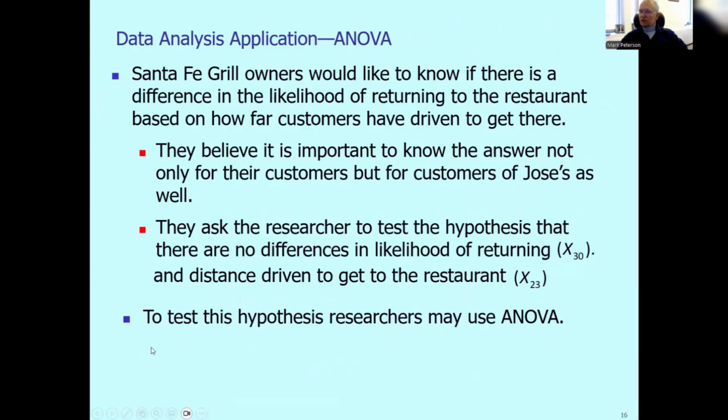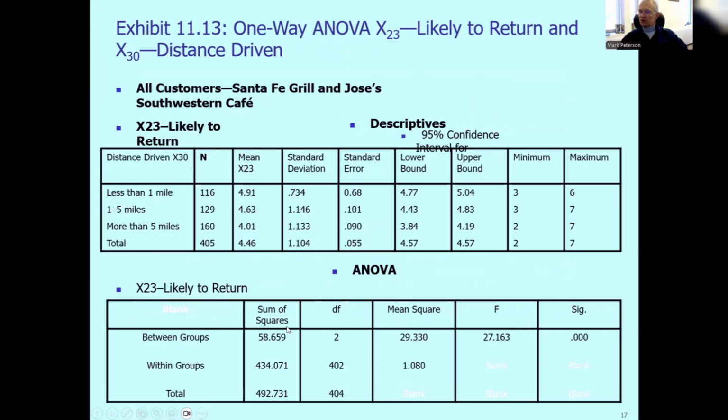And so the Santa Fe Grill owners want to know if there's a difference in the likelihood of returning to the restaurant based on how far customers live from the store. All right, so here are our 3 categories of distance from the store: less than 1 mile, 1 to 5 miles, more than 5 miles. We see the means here: 4.91 in terms of likelihood to return, 4.63, and 4.01 for more than 5 miles.